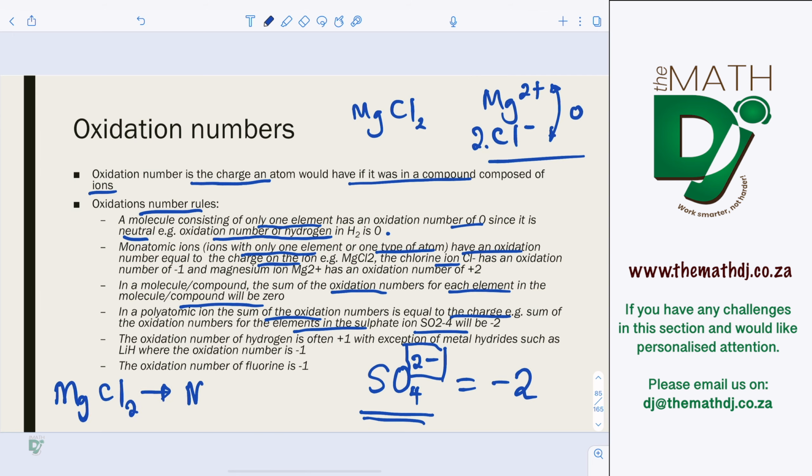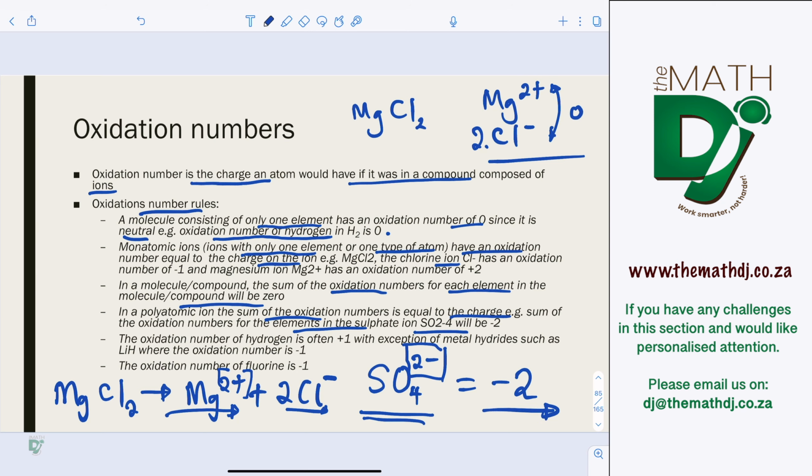Suppose it will be like this, 2 plus, 2 Cl minus. So what we are basically saying is that this charge resembles everything here. That's the same for here. The 2 minus means the overall charge, the oxidation for everything. When you simplify it, it will give you -2.